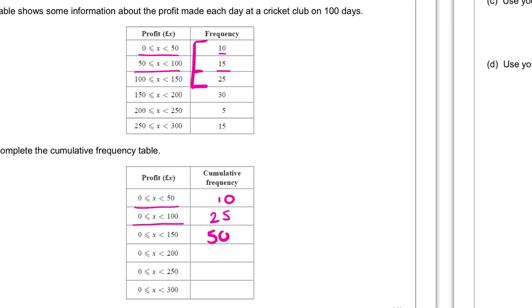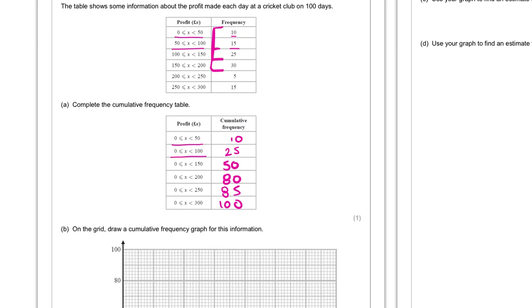Okay, 50. Then we're going to include the 30 because we go up to 200 now. Okay, and what do we get? 80. Then 85. Then 100. And you're right, if your total matches your total, this is how it should be drawn.